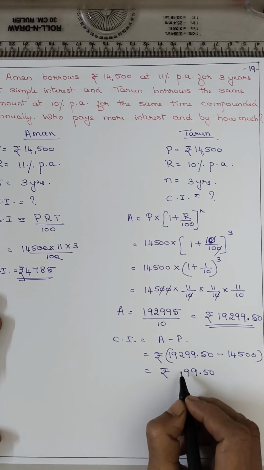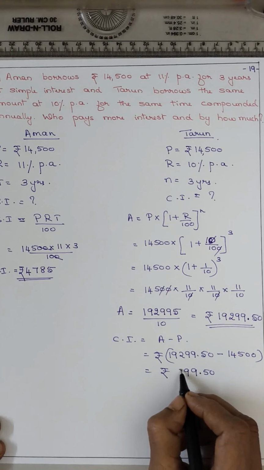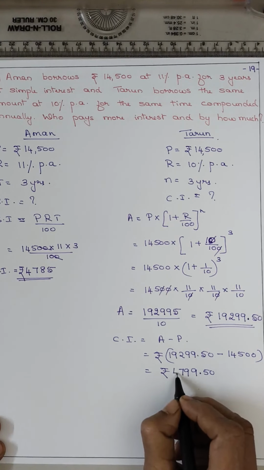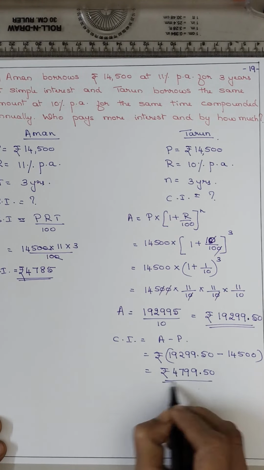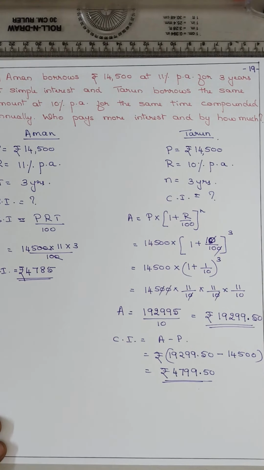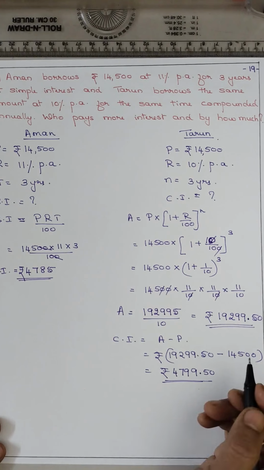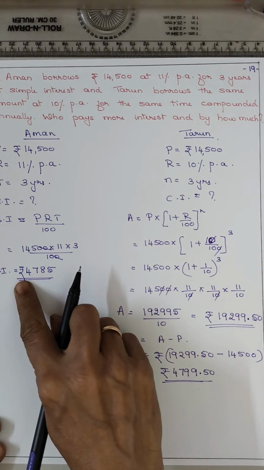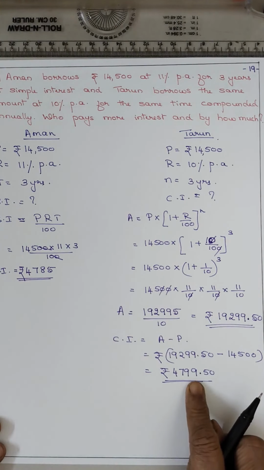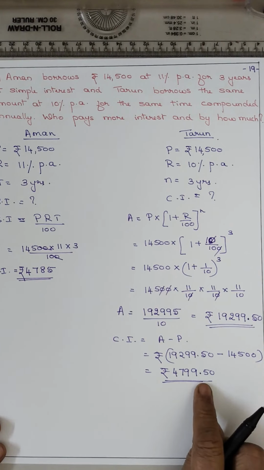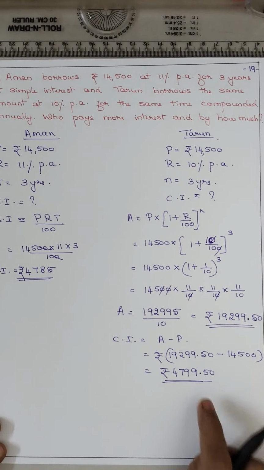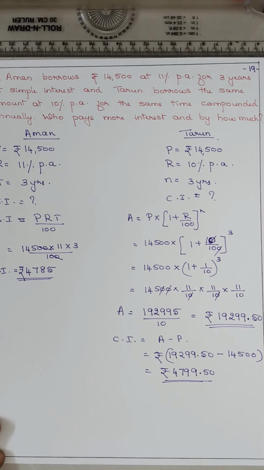It will be 4,799.50. So SI is 4785, CI you got 4799.50. Now what they have told, who pays more interest and by how much?